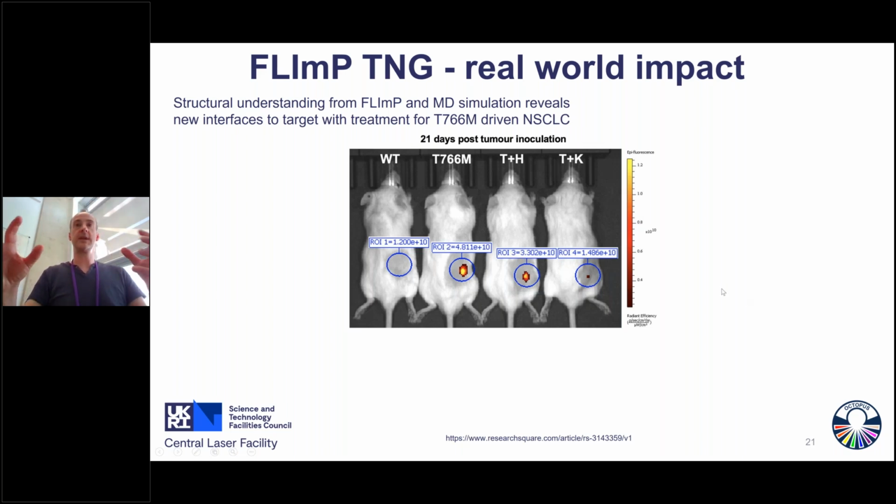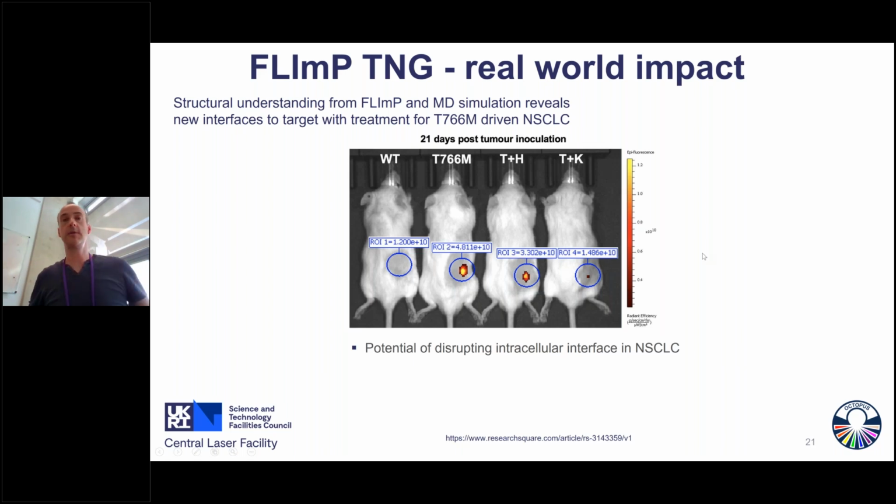So what this is telling you is that an understanding of which interfaces are important, how they work, in this case T760M driven non-small cell lung cancer, was something that we were able to do for the first time using FLImP and employing it along with molecular simulations and lots of brain work. So the potential of disrupting the intracellular interface in non-small cell lung cancer has been revealed by our new automated FLImP method. Importantly, we'd expect fewer side effects.